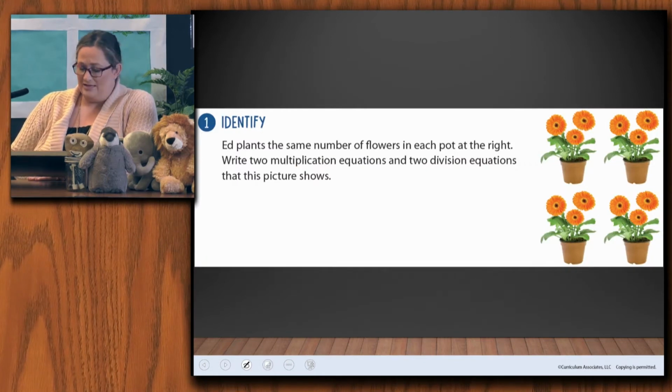Ed plants the same number of flowers in each pot at the right. Write two multiplication equations and two division equations that this picture shows. I'm going to give you 1 minute. Go ahead and begin.